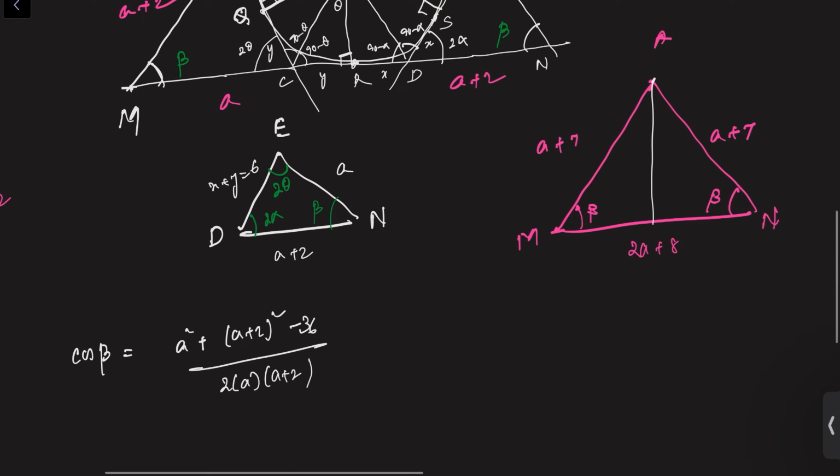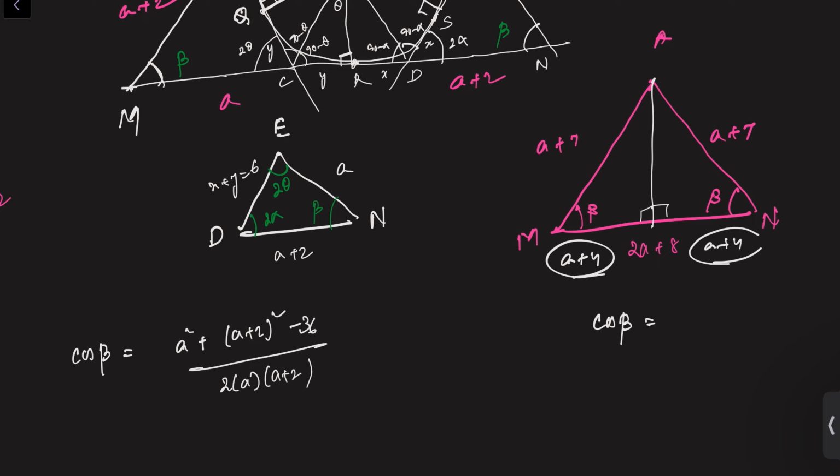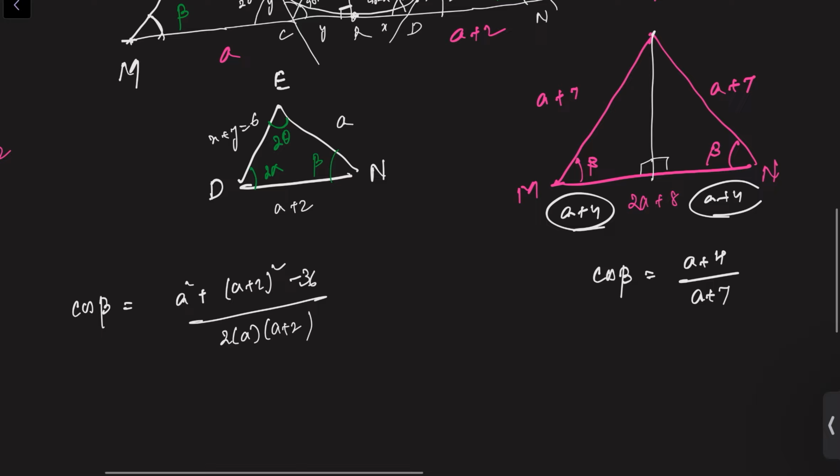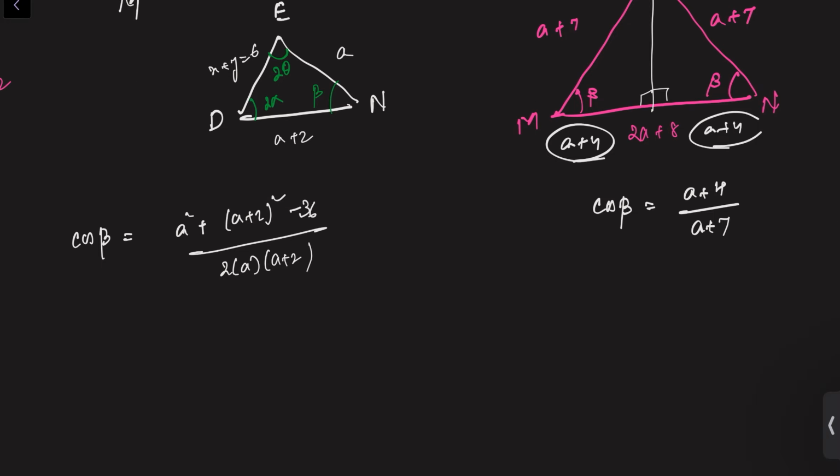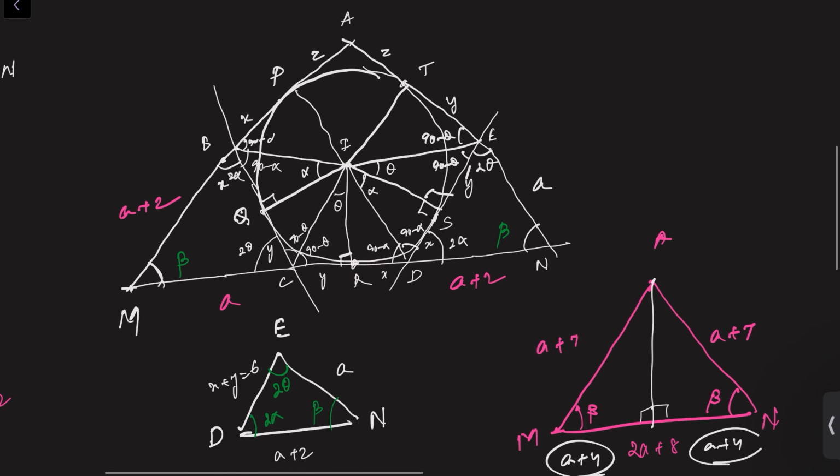And here, if I draw the perpendicular, since it is an isosceles triangle, this perpendicular will also be the median, angular bisector, and it is also a perpendicular bisector. So that means this cos beta is, since it's a median, it will divide it into 2 equal halves. So this cos beta will be (a plus 4) divided by (a plus 7). If we equate these two, we can find the value of a. And once we find the value of a, we can find the area of the total triangle.